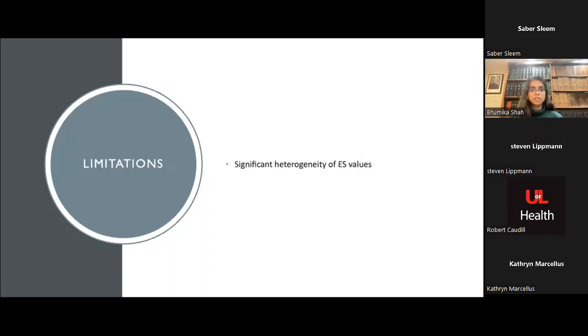The limitations of the study are that there was significant heterogeneity of the effect size values for studies assessing global positive symptoms, delusions, quality of life, and functioning, although this was not evident on follow-up.